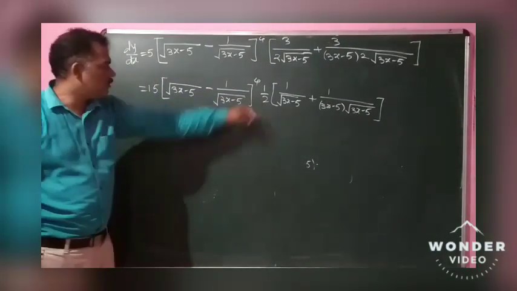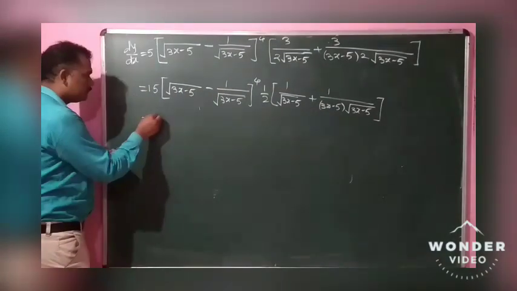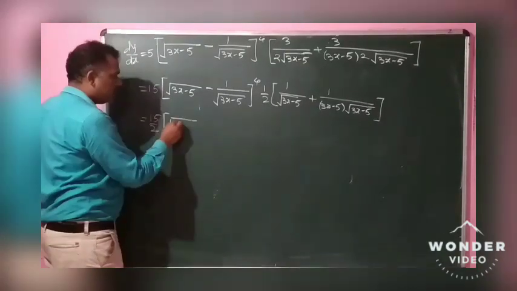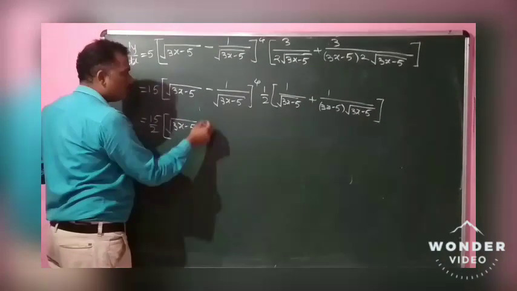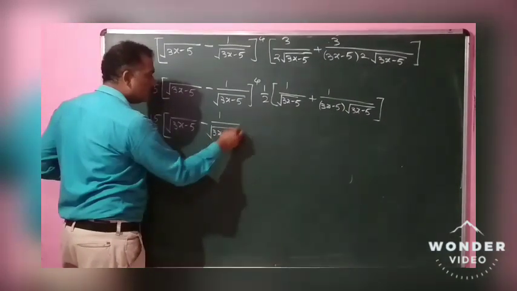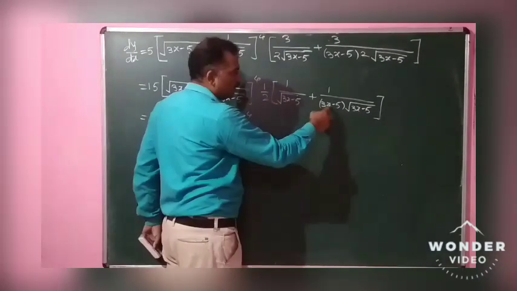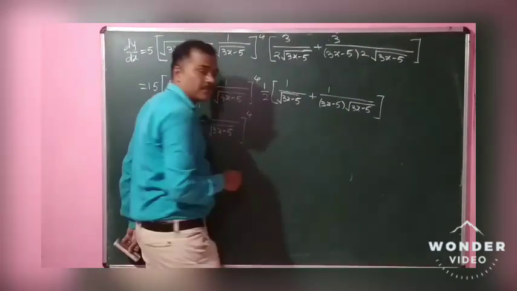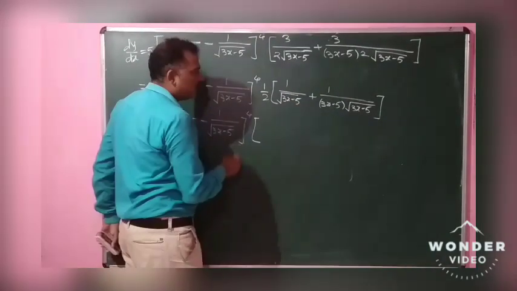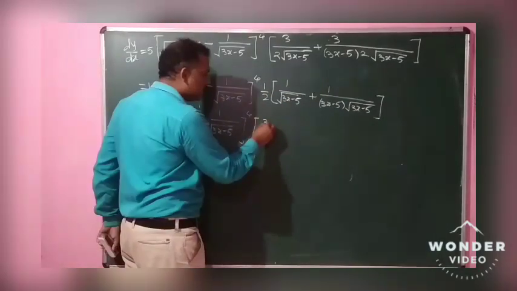Okay. We can write this 2 at the beginning, that is 15 by 2. We can write this bracket as it is, root of 3x minus 5 minus 1 upon root of 3x minus 5 raised to 4. Here we have root of 3x minus 5 and here 3x minus 5 into root of 3x minus 5, so we have to equalize this denominator. We have to multiply both numerator and denominator by 3x minus 5.